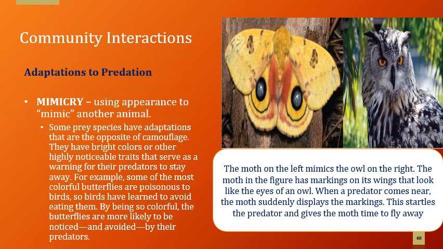We also have here the mimicry. Mimicry is using appearance to mimic other animals. Okay? So some prey species have adaptations that are opposite to camouflage. So they have bright colors or other highly noticeable traits that serve as warning for their predators to stay away. So for example, some of the most colorful butterflies are poisonous to birds. So birds have learned to avoid eating them by being so colorful. The butterflies are more likely to be noticed and avoided by their predators.